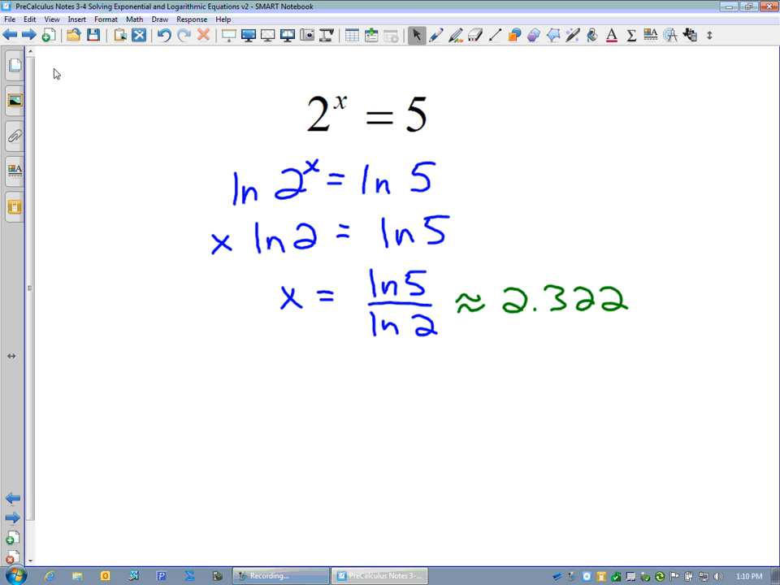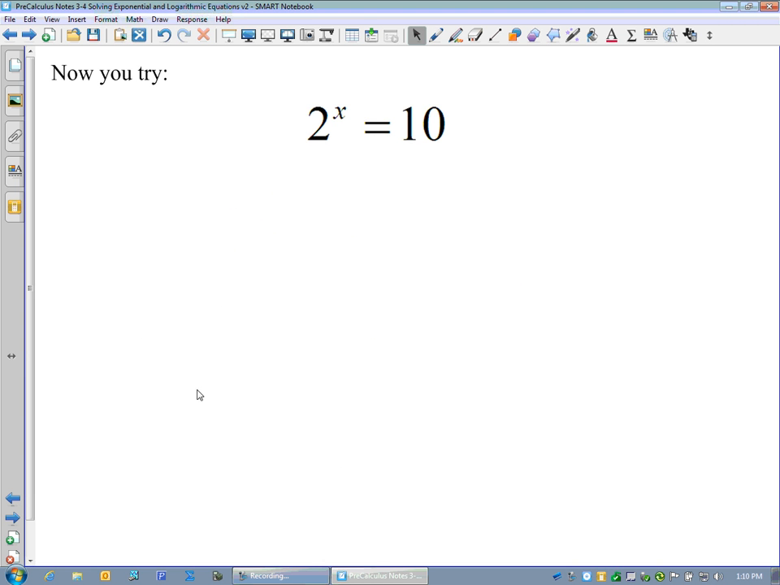All right, so let's let you try one. Looking at this equation, we have 2 to the x equals 10. Go ahead and work the problem. Get an exact answer. I also want you to give me an approximate answer to 3 decimal places, and then press play when you have your answer.